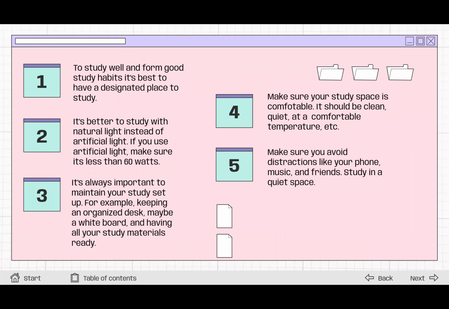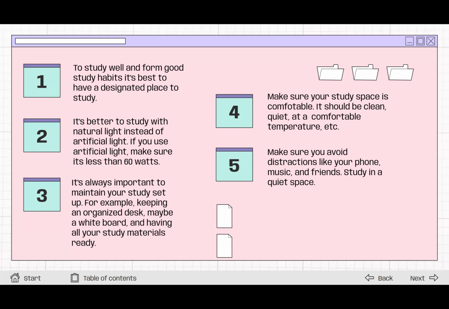So for the first little blurb, it translated to: to study well and form good study habits, it's best to have a designated place to study, meaning you just want a repetitious place where you can go to. So like a desk in your room, so that when you sit down, it clicks in your head that you are now in studying mode. The second, it's better to study with natural light instead of artificial light. If you do use artificial light, make sure it's less than 60 watts.